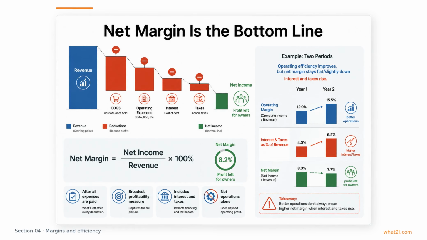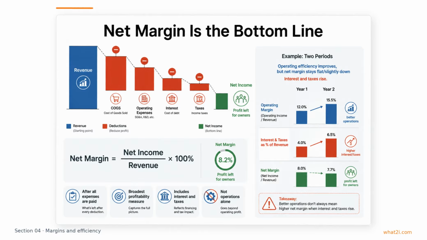Net margin is the broadest profitability measure because it reflects what is left after all expenses are paid. The formula is net income divided by revenue. This includes the effects of operations, financing costs, taxes, and sometimes unusual items.